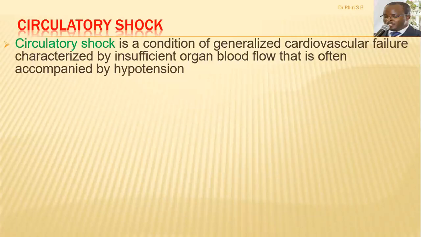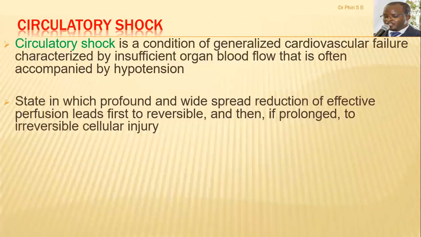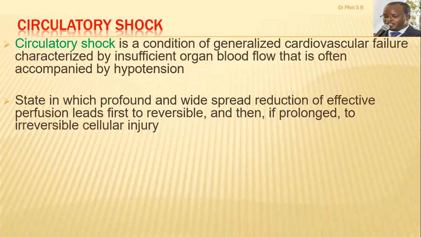So circulatory shock is mainly due to hypotension. In other words, circulatory shock is accompanied by hypotension. This is the state in which profound and widespread reduction of the effective perfusion leads first to reversible, and then if prolonged, irreversible cellular damage. So you're going to have cellular damage.